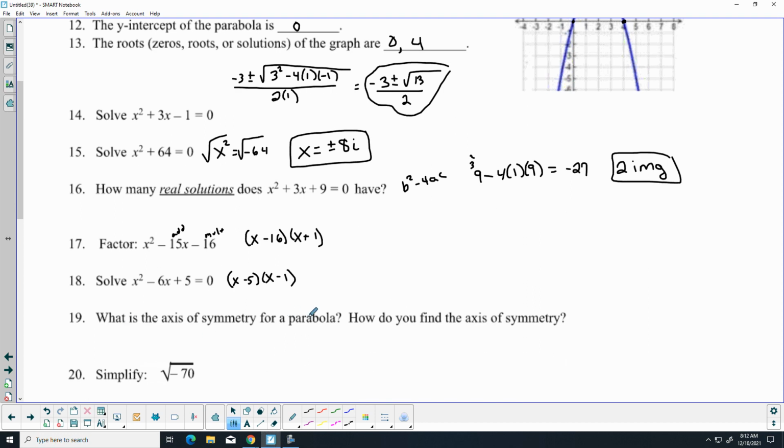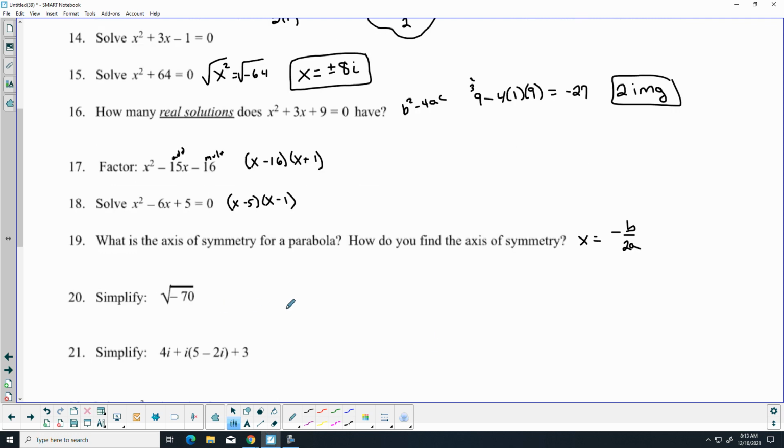Axis of symmetry of a parabola. I'm just going to verbally say that it's the center of the parabola. It cuts the parabola in half. How do you find the axis of symmetry? Opposite b over 2a.